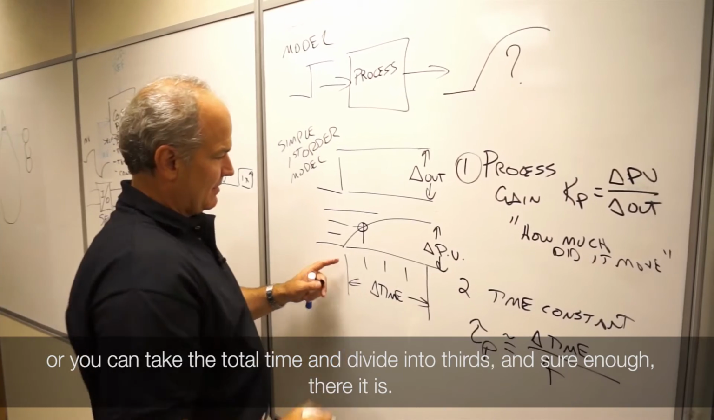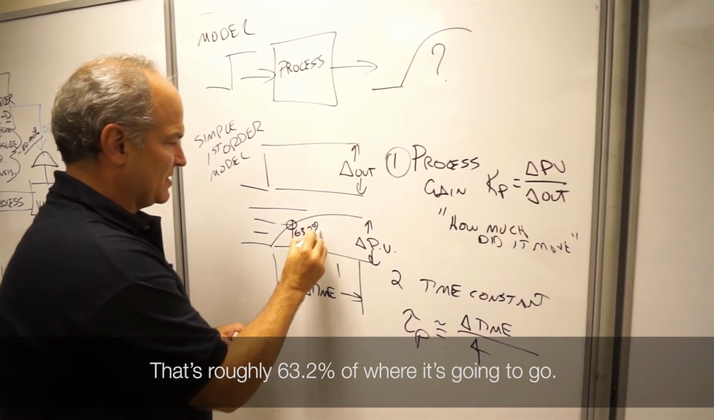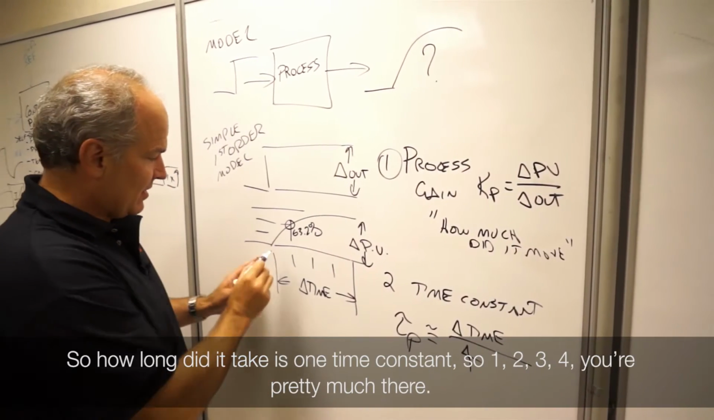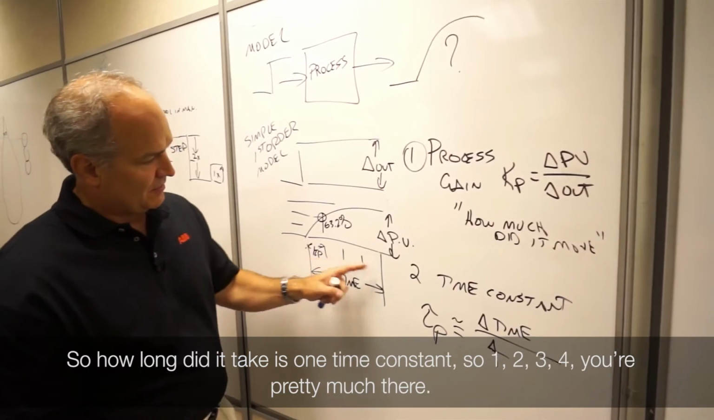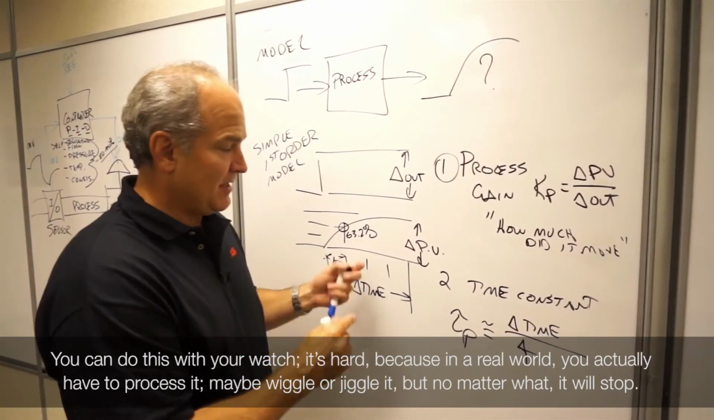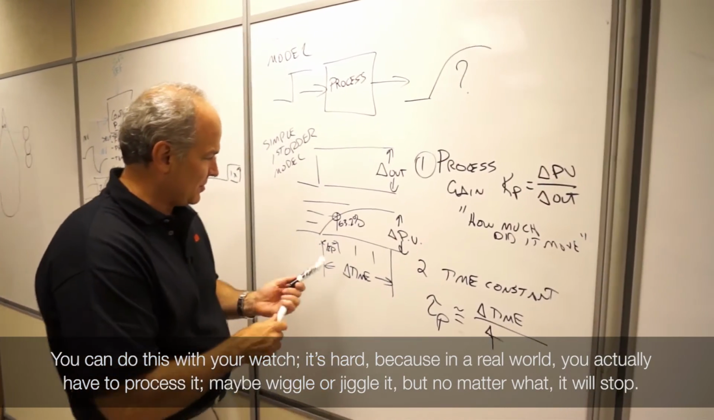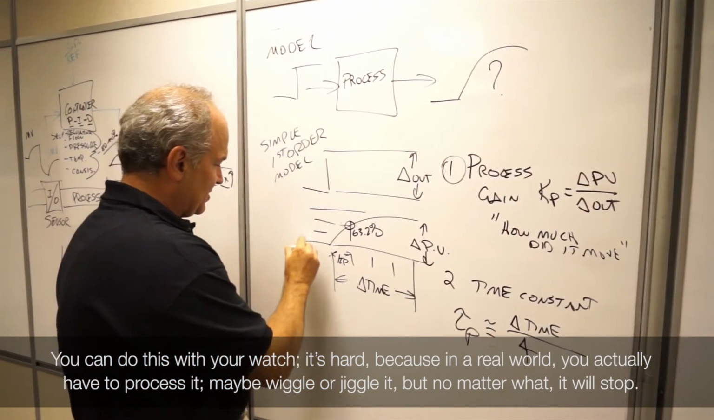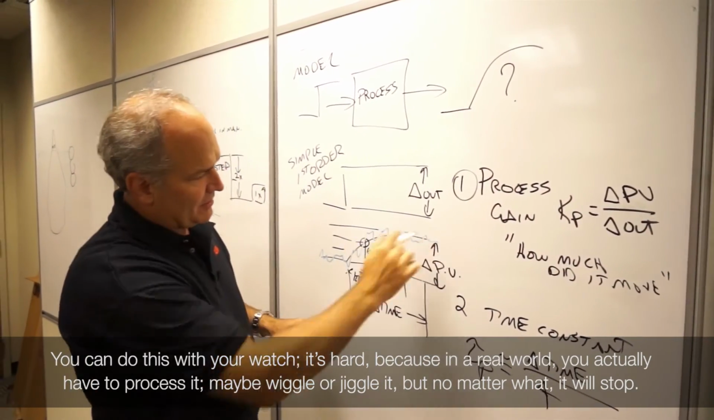Sure enough, right there it is. That's roughly 63.2% of where it's going to go. So how long it took is one time constant. So 1, 2, 3, 4, you're pretty much there. You can do this with a Timex, your watch. It's hard because in the real world, you've actually got a process that may be wiggling and jiggling, but no matter what, it'll stop.